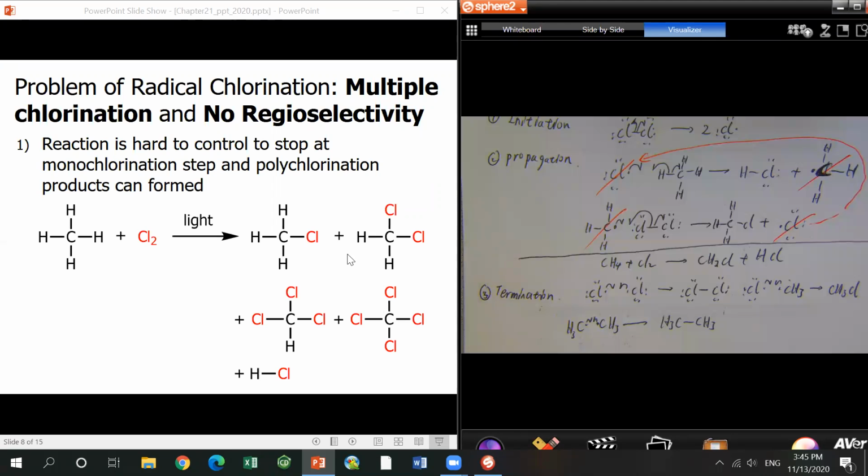The monosubstituted methane, disubstituted methane, trisubstituted methane, and even tetrasubstituted methane. So it's hard to stop at monochlorination, and you get polychlorination mixtures. That makes things tough, because it's a mixture and you don't know which is the major product.